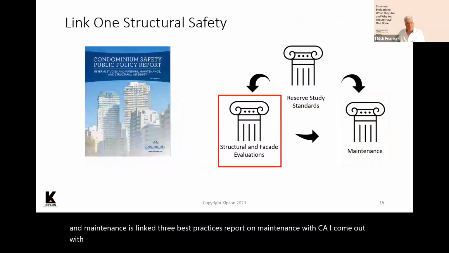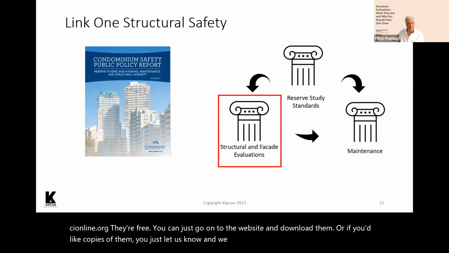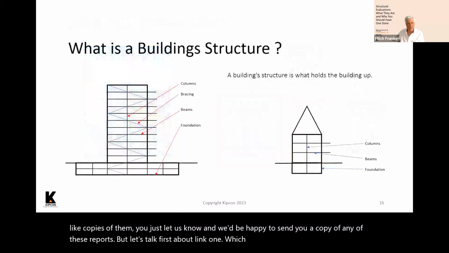So if anybody wants a copy of these, you can get them from the CAI national website. You can download them at caionline.org. They're free. You can just go onto the website and download them. Or if you'd like copies of them, you just let us know. We'd be happy to send you a copy of any of these reports. But let's talk first about link 1, which is structural safety and the evaluations.